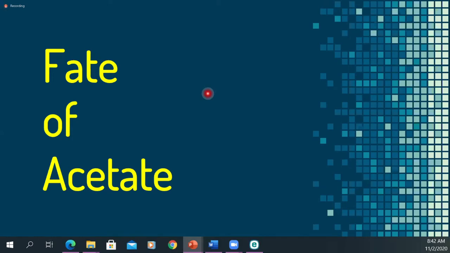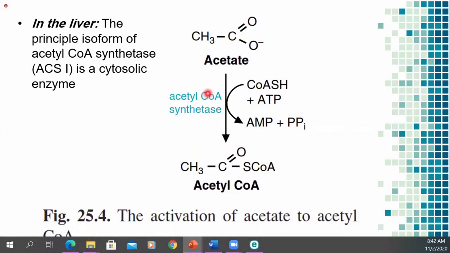The acetate molecule has a very common fate: it is converted to an acetyl CoA molecule by the acetyl CoA synthetase enzyme. Synthetase means that we have ATP, that's why we have the T here; synthase implies that we don't have ATP. So this process requires the presence of ATP as well as coenzyme A in order to generate acetyl CoA, which will be used during the Krebs cycle.